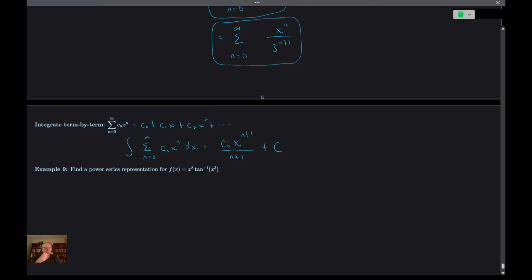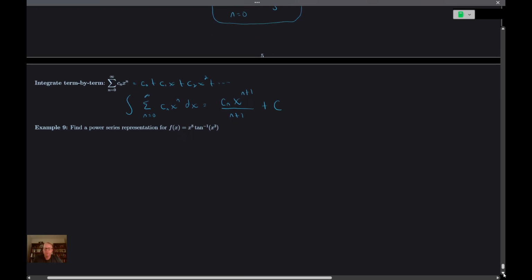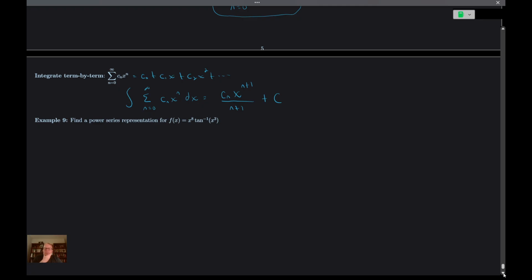So now let's use this and find a power series representation for x to the 8th times arctangent of x cubed. Now, if you just saw the answer to this, you would think, how in the world, where did that come from? Because it kind of comes out of nowhere, it seems like. But it does make sense if you follow what we've kind of talked about already.